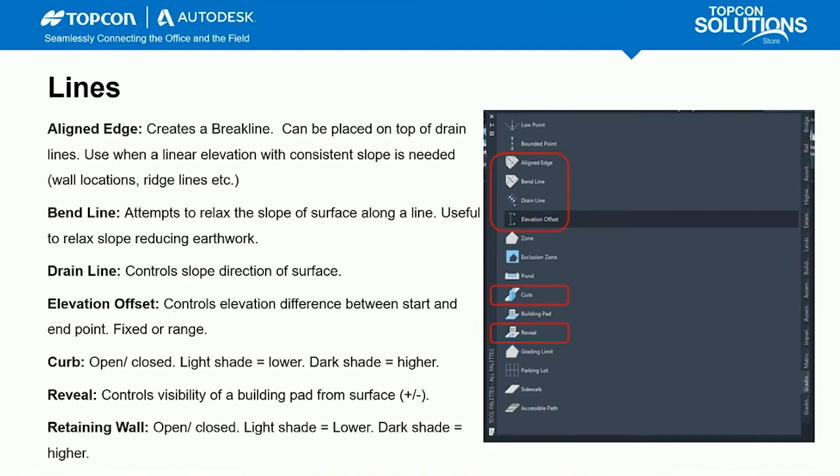Reveal controls the visibility of a building pad. It can be positive or negative. So if you want to force the surface to show some of the foundation, maybe you've got a lower floor and you're planning on installing some windows, or you can do the opposite and make it negative and actually hide more of that foundation. Last thing, retaining wall, open, closed. They work very similar to curbs, with the light shade is the lower, dark shade is the higher side.